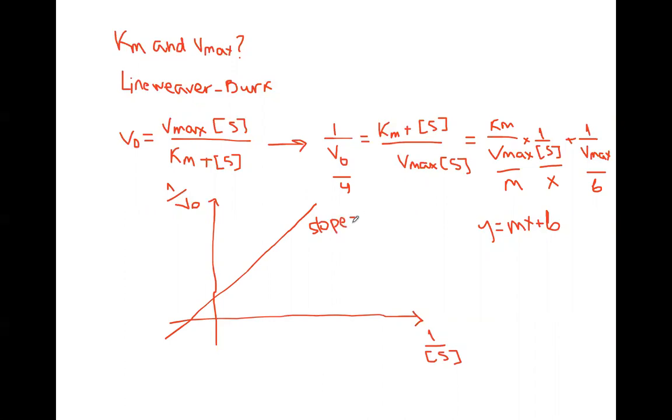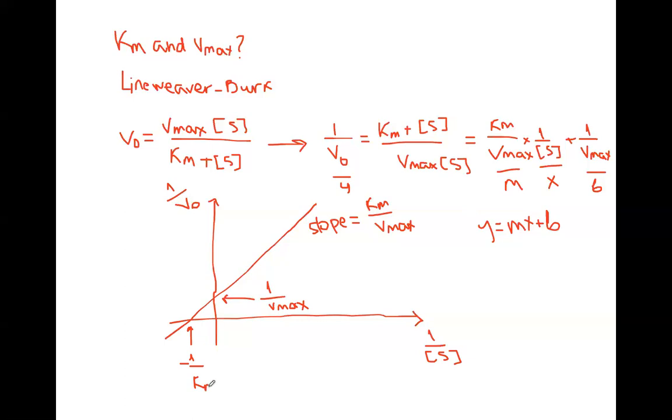Slope equals Km over Vmax, then y-intercept is 1 over Vmax, and x-intercept is negative 1 over Km.